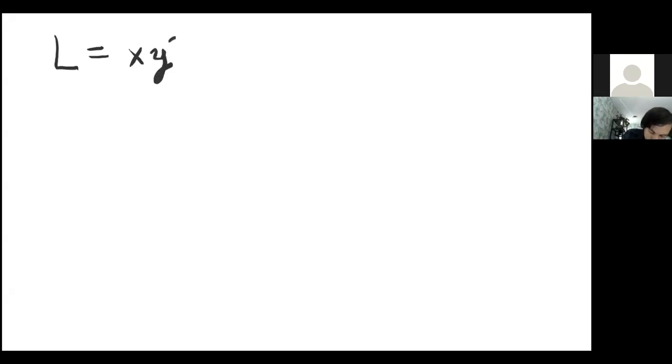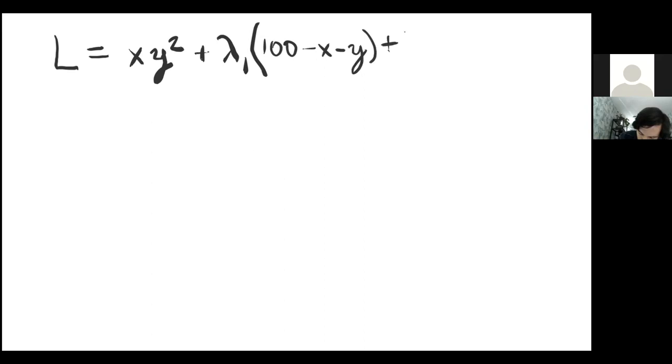Same. And now we're going to have lambda 1 for the budget constraint, that was 100 minus x minus y. It's very touchy, I'll get used to it. Plus lambda 2, and now we're going to have the rationing constraint, not the budget constraint: 120 minus 2x minus y. Correct?